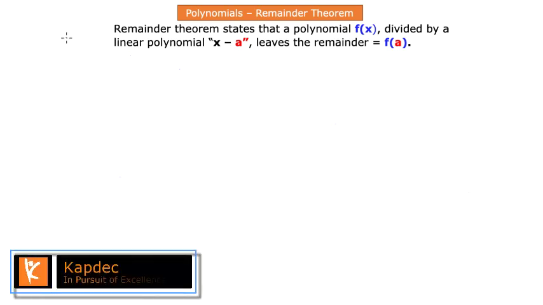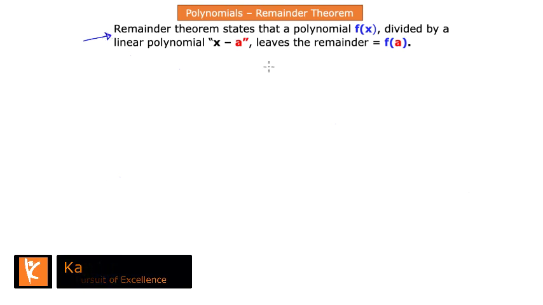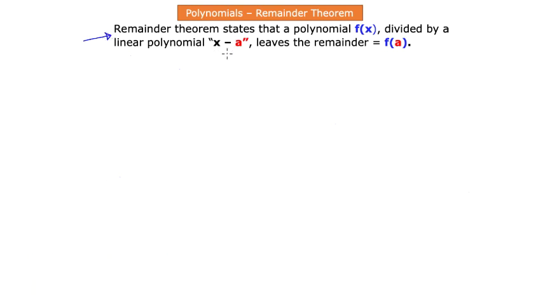The remainder theorem in polynomials states that when a polynomial f of x is divided by a linear polynomial x minus a, the result of that division will leave a remainder that will be equal to f of a. Okay. So what is the real meaning of this statement or theorem? First we have to understand that, and then we will go into the proof or the details.